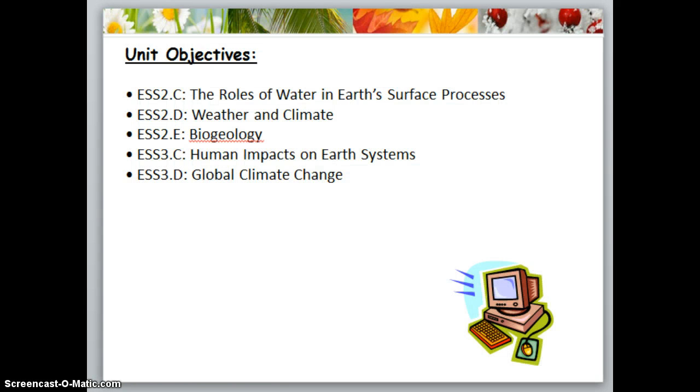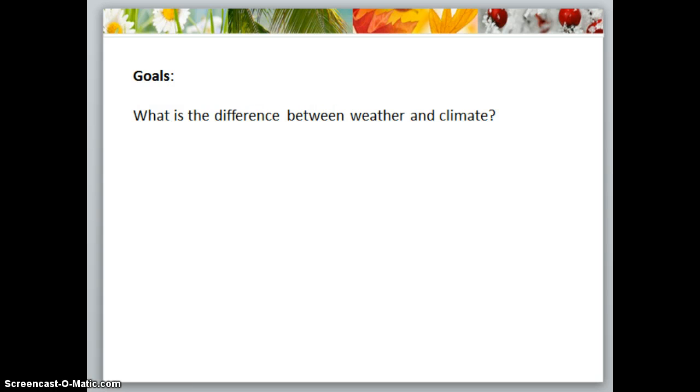These are the objectives that we've been covering in the unit. The goals for today will be to state what the difference is between weather and climate.